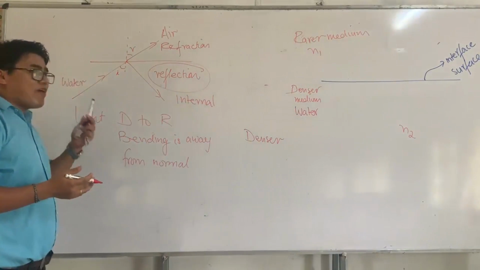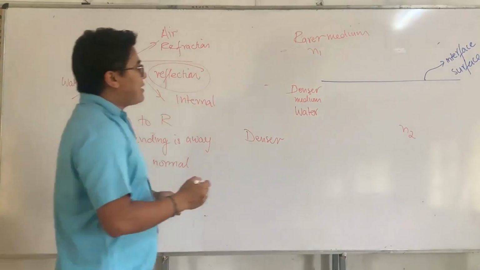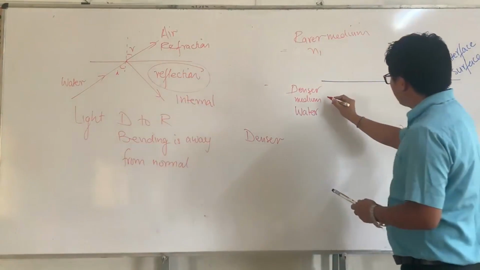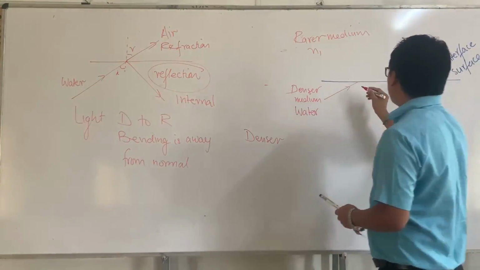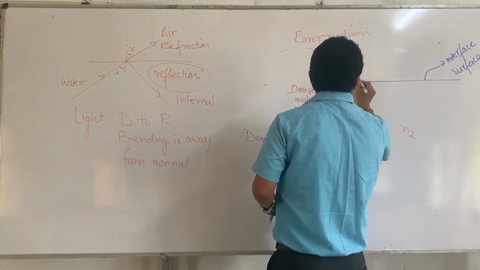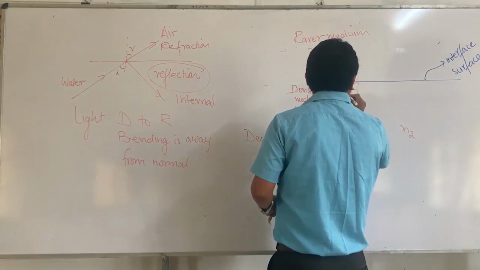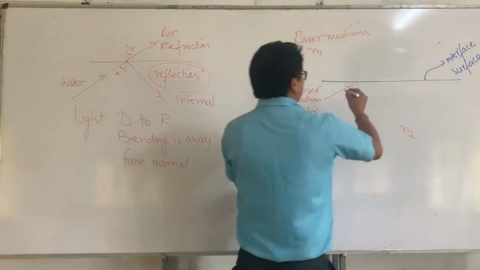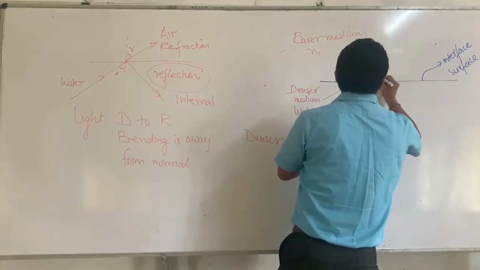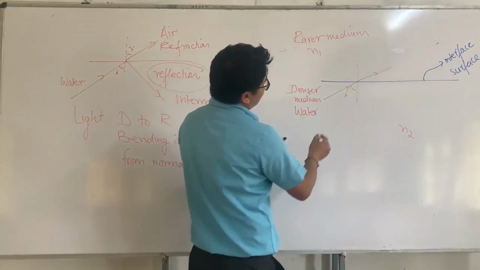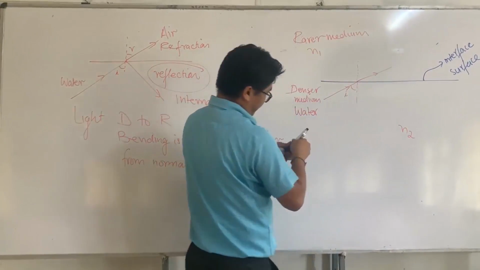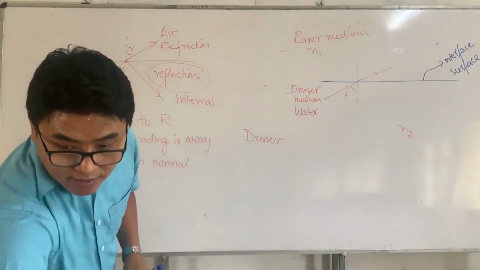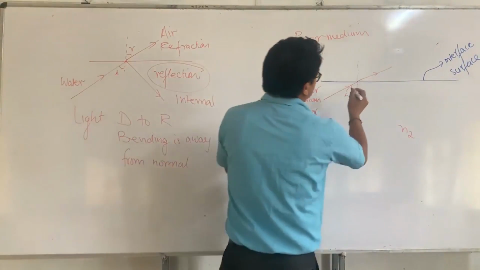So the bending is away from normal, right? So I just say this light has some angle of incidence. I told you this undergoes refraction away from normal, and some light undergoes reflection also.